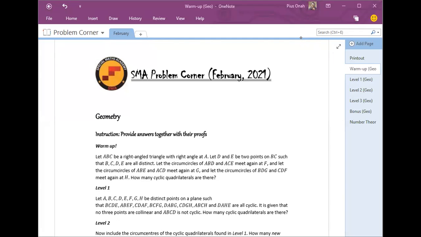So we'll be looking at the problem corner for the month of February 2021. And the first problem, the geometry problem. So start off with the warm-up.